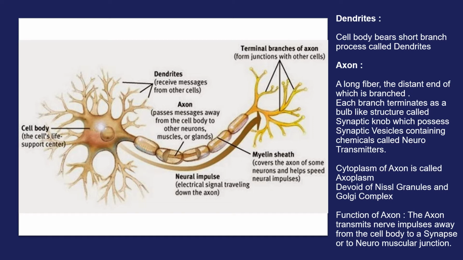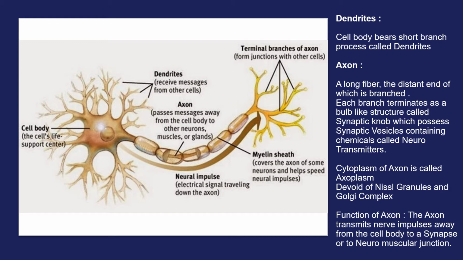Third one is axon, a long fiber which is branched. Each branch terminates as a bulb-like structure called synaptic knobs, which possess synaptic vesicles, and these vesicles contain chemicals called neurotransmitters, and these neurotransmitters are chemical in nature which help to transfer the signal from one neuron to another neuron.